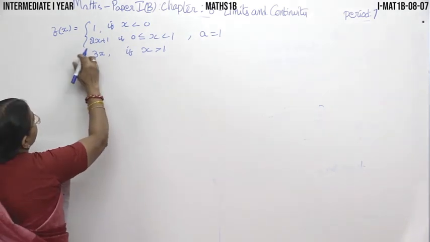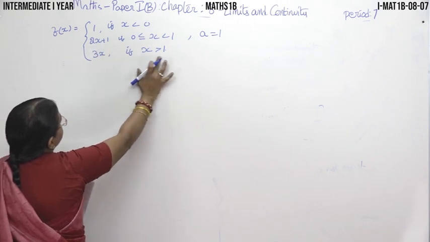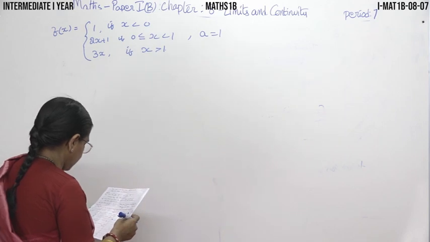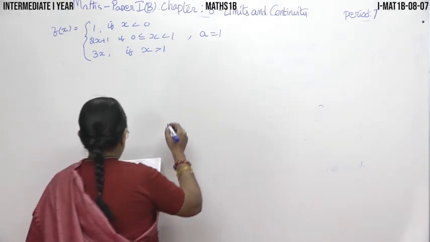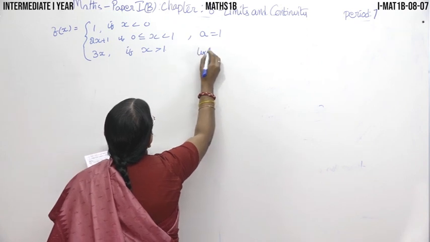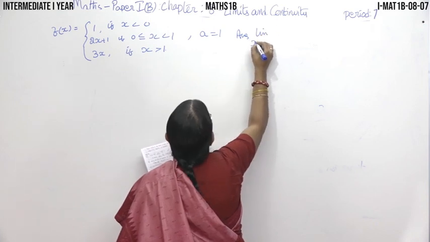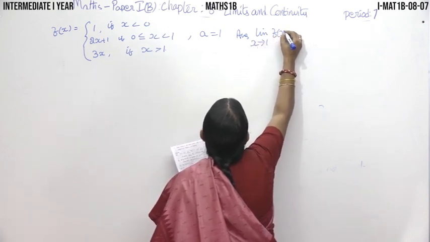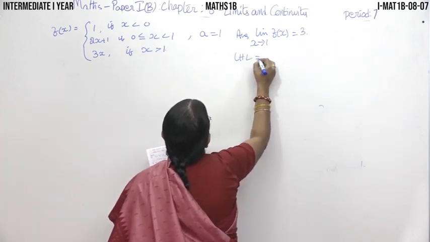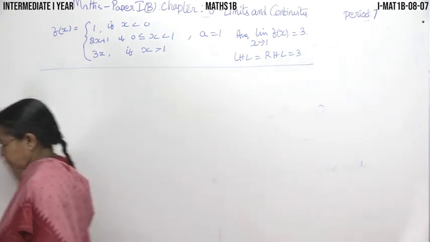You can find the left limit. Left side of a is 2x plus 1. Right side of a is 3x, which gives 3. So 3 and 3, the limit exists. You can try this problem, same as the earlier problem. The limit exists, and the limit answer is limit x tending to 1 of f of x is equal to 3. So the left hand limit is equal to the right hand limit is equal to 3. You will get that. You can try the same type of problem.